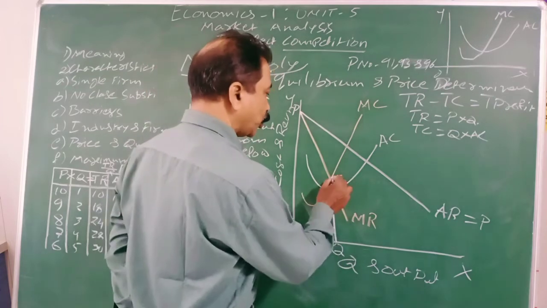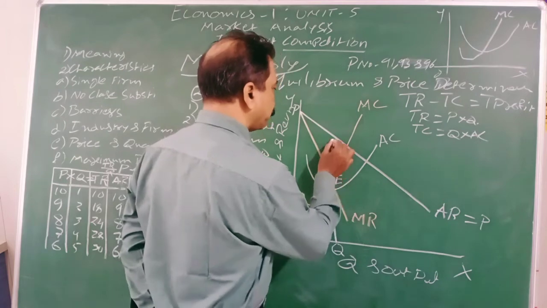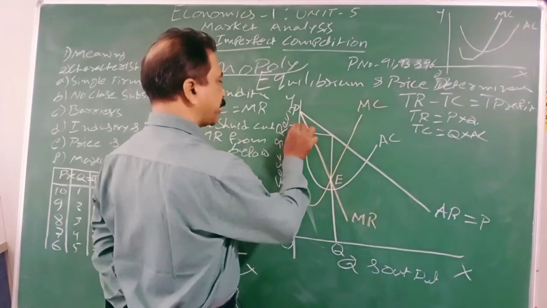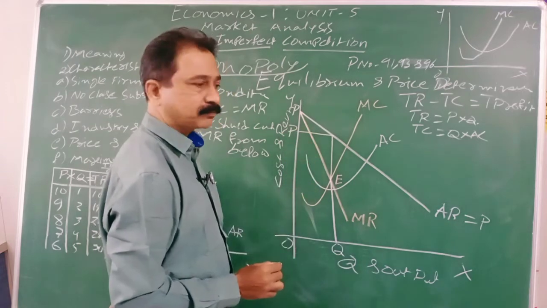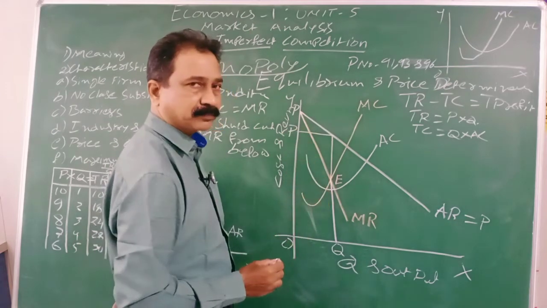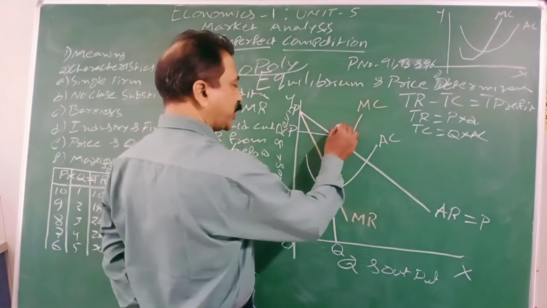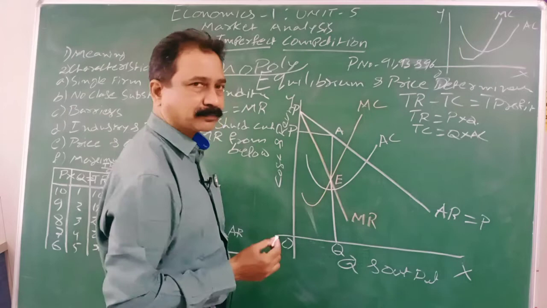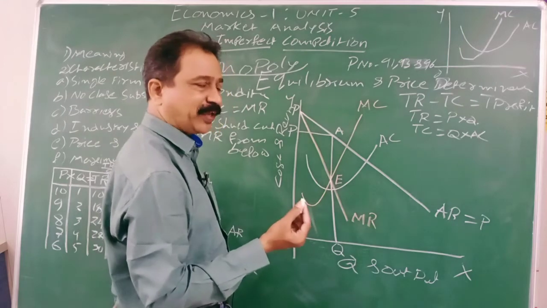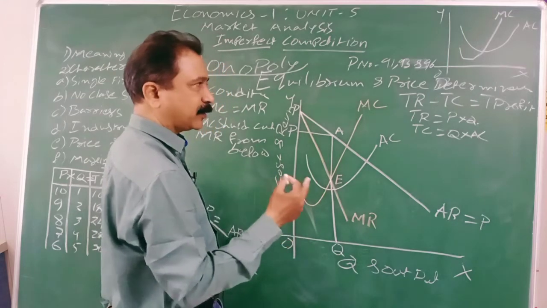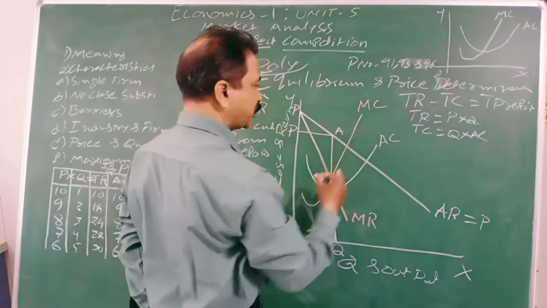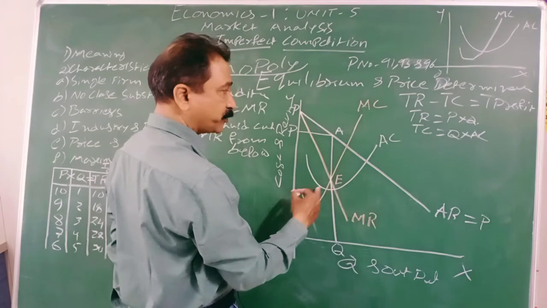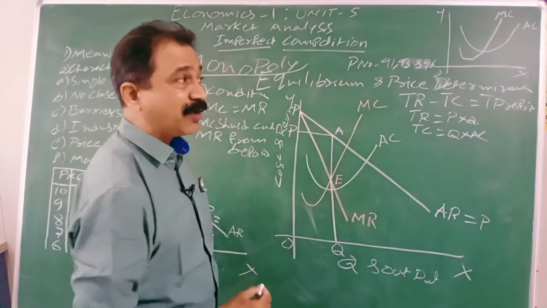And we need to go to the price. Price is equal to AR. This is the price. This is equilibrium. Okay, this point we will call A. And now we need to see the cost. How much cost did we incur for that? Again, see the average cost curve and marginal cost curve. We put the marginal cost curve and the average cost curve. This is average cost. Average cost means what?